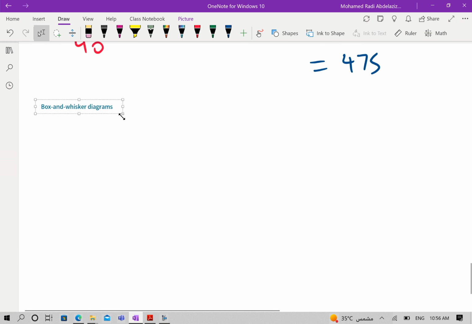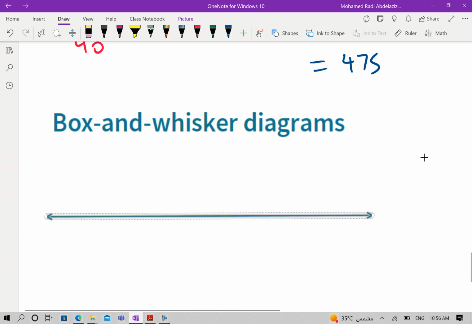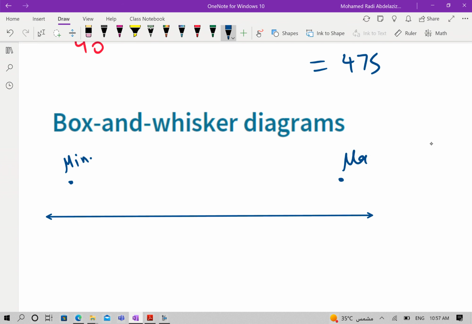Box and whisker plots. After identifying the values of Q1, Q2, Q3, minimum value, and maximum value, for a box and whisker plot we have 5 values. You have to show 5 values: the minimum value, the maximum value, and in between 3 values. Which one is Q1, Q2, and Q3?